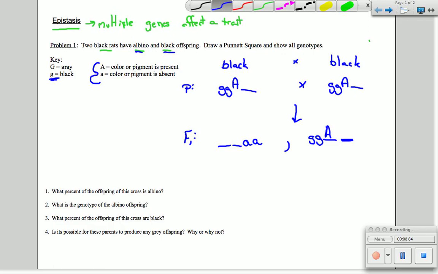Now let's consider the albino offspring. What could the alleles for color be in the albino offspring? Well, looking at the parents, the first parent can give a little g or a little g. Not a lot of choice there, only one option. The second parent likewise can only give a little g. So here's the genotype of the albino offspring, and here's the genotype of the black offspring. The only question is, what's the second allele?